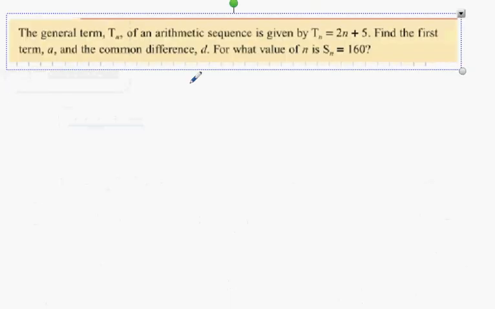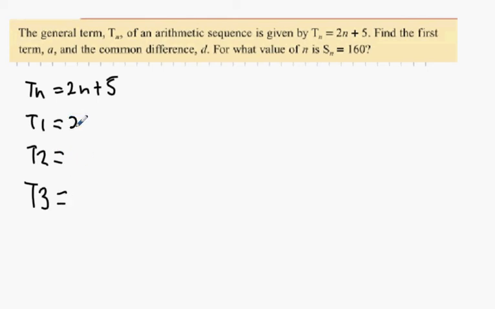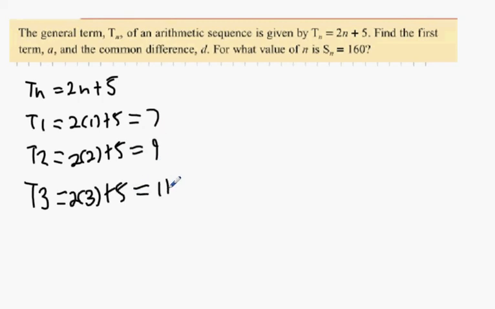Here the general term Tn of an arithmetic sequence is given by Tn equals 2n plus 5. What I'm going to do straight away is find out what T1, T2 and T3 are, just so I can find out what exactly is going on here. 2 times 1 plus 5, 2 times 2 plus 5, and then 2 times 3 plus 5. What I'm going to get is 7, 9, and 11.